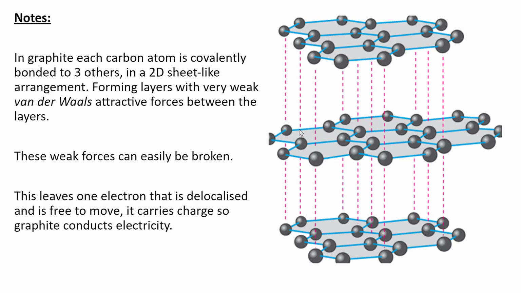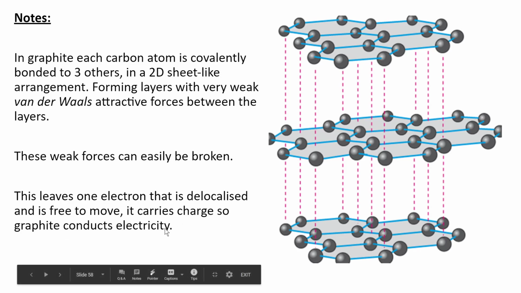So these pink lines represent the attractive forces between the layers. Okay? Very weak. Very, very weak. These weak forces can easily be broken with a bit of heat or a bit of friction. And because it's only bonded to 3 others, this leaves carbon with 1 electron that's delocalized and is free to move between the layers. And so it carries a charge. This free electron that can move carries a charge, so graphite can conduct electricity.